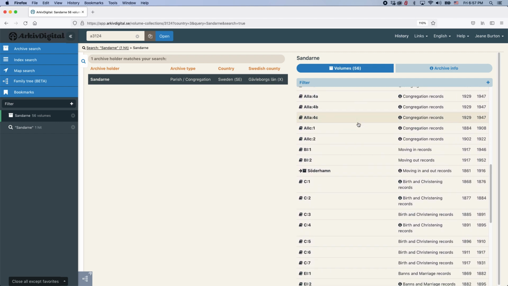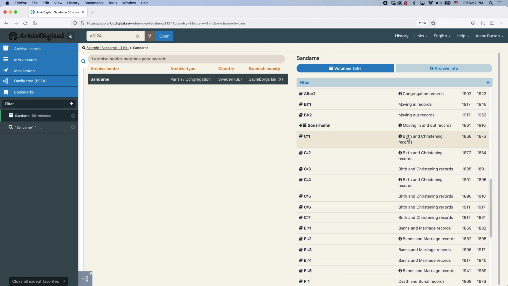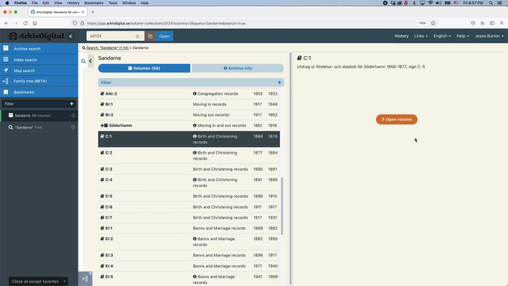We come down below. This is in English, by the way. You can do Swedish up here at the top. I'm moving down. Here are the birth records. She was born in 1872, so we want to come in here for the birth records. You'll see right here where it says what those are. All of the rest of the pages are in Swedish, but you can get the headings and things in English.